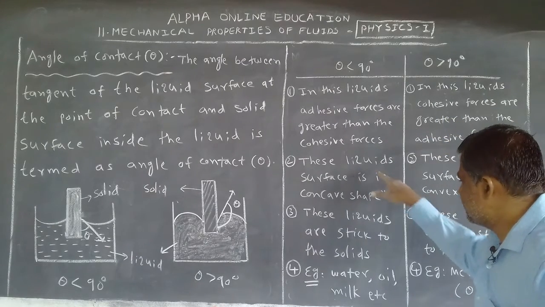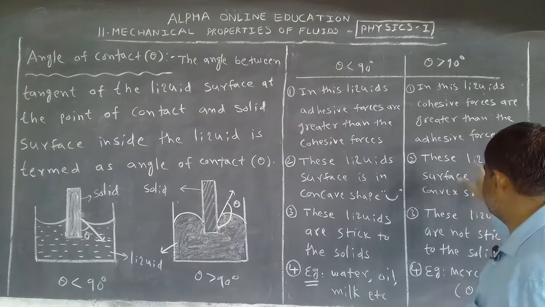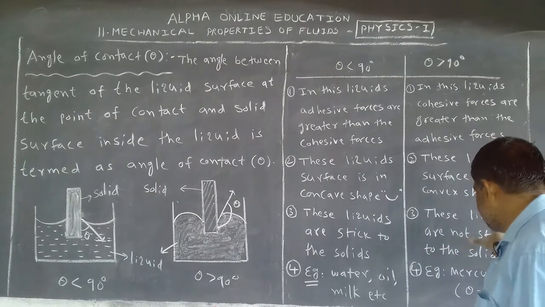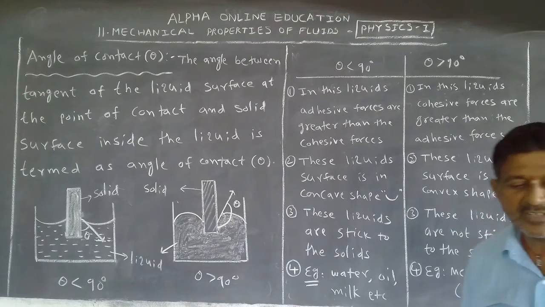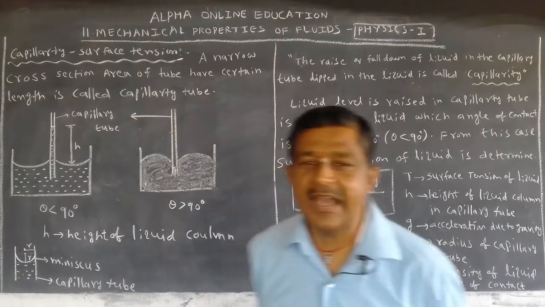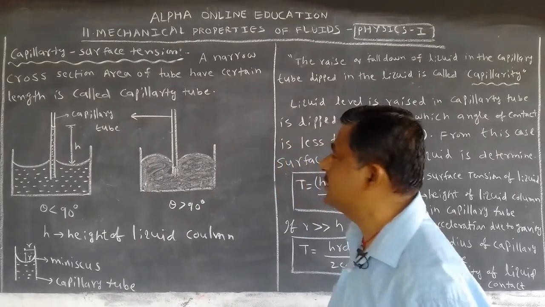This liquid surface is in which shape? Concave. But these liquids, convex. These stick to the glass. These do not stick to the glass. Okay? These are very, very important questions. This is for a 2 marks question. Now, capillarity, surface tension.